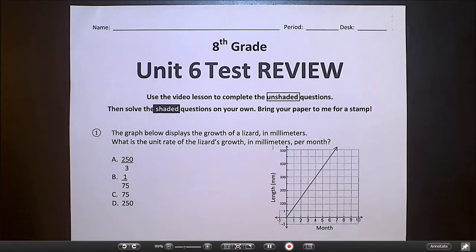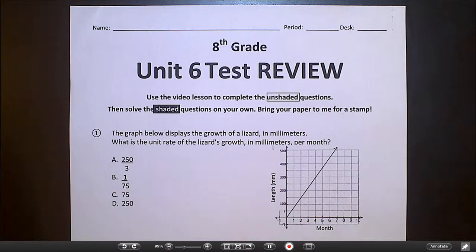Good afternoon, guys. We are looking now at the Unit 6 test review. Your test will be this Thursday, so we're taking 2 days for the review. We want to make sure that you really understand all of these concepts. This review is going to be a little bit different.